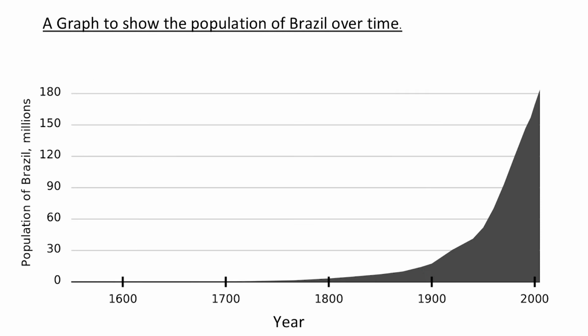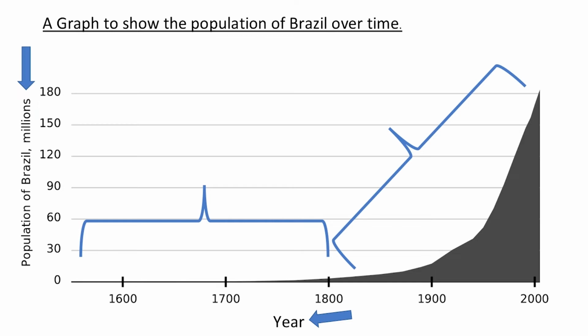Let's take a look at a graph. So this is a graph to show the population of Brazil over time. Check the axes. The population of Brazil in millions. It's important that we specify that in our answer. And along the bottom here we've got the year. Take a moment just to familiarise yourself with the graph. As you can see, prior to 1800, the population was very small and not increasing that significantly. But then watch. From 1800 to 2000, there has been a significant, rapid increase in population.